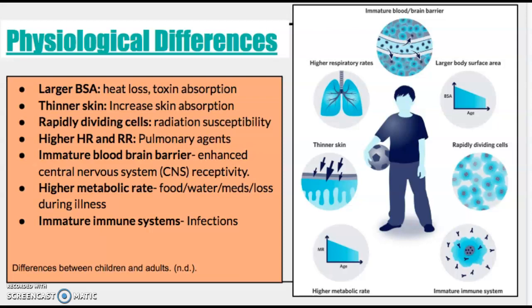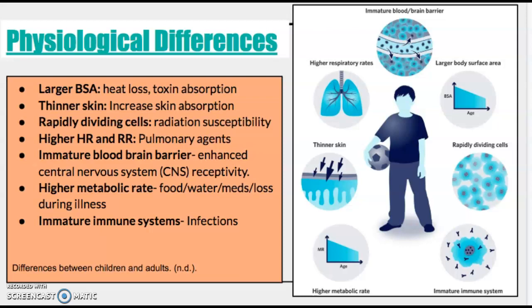Another thing about kids is they have a higher heart rate and respiration rate. So this comes into play when we think about pulmonary agents, medications that we give via inhalation, or just their susceptibility to things that are in the air, allergies, smoke. Another thing about kids is they have an immature blood-brain barrier, so anything that affects the central nervous system is going to affect kids a lot more than they would adults.